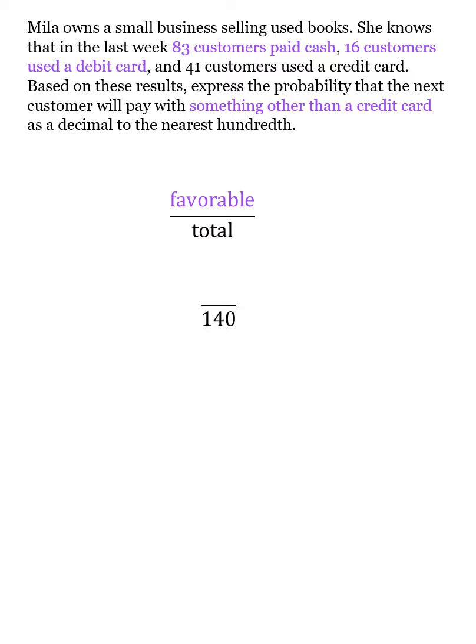Well, something other than a credit card, look at the purple text near the top of the problem, that could either mean cash or debit. So when they said something other than a credit card, the so-called favorable would be the other 2 forms of payment. I added 83 plus 16 to represent the other 2 forms of payment, and I got 99. So 99 is my favorable number here.